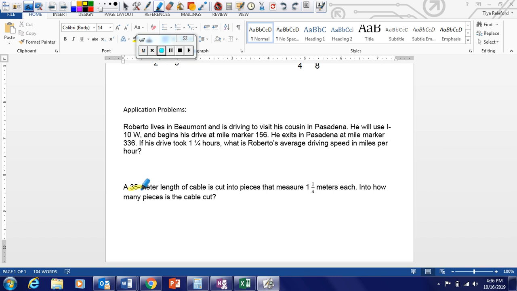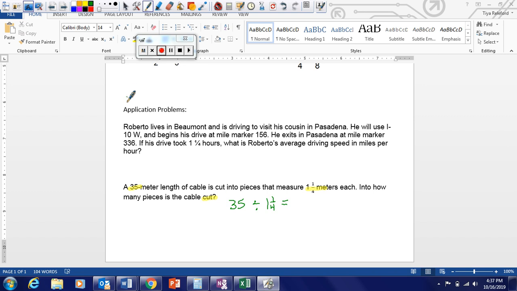A 35 meter length cable is cut into pieces that measure 1 1/4 meters each. Into how many pieces is the cable cut? So we are cutting the cable. So it is cable divided by pieces, right? So our cable is 35 meters, and we are cutting it into pieces that are 1 1/4 meters.